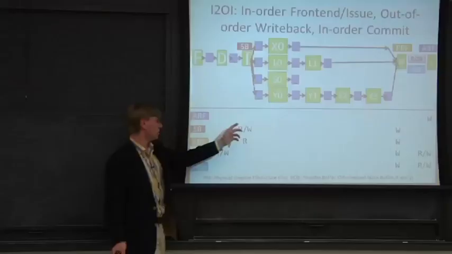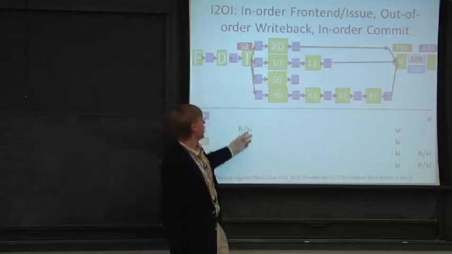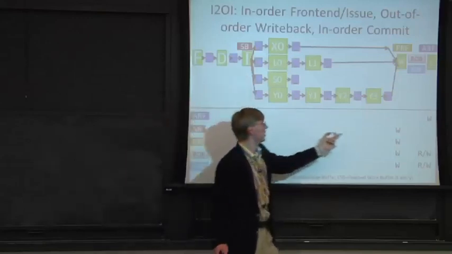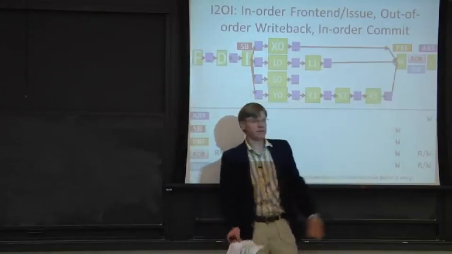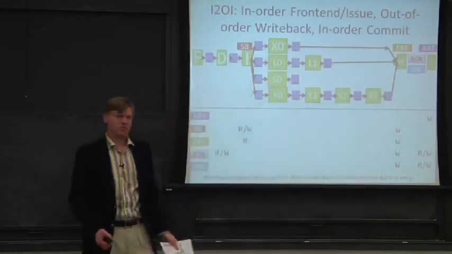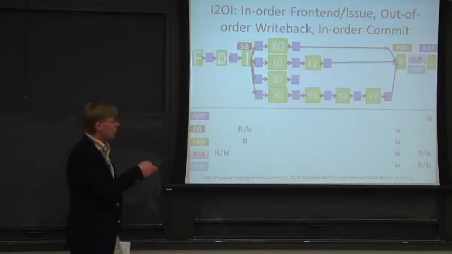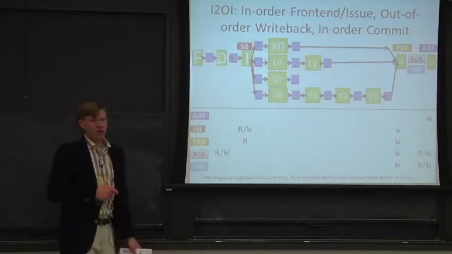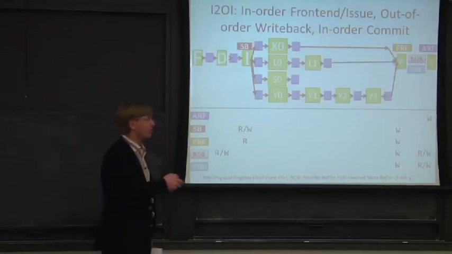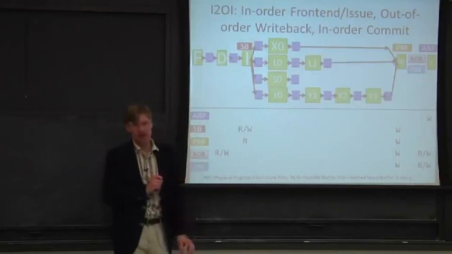Scoreboard is the same as usual. Read and write in your register fetch stage, written at the write back stage. And that's no longer tracking architectural register file registers. It's now tracking physical register file registers.